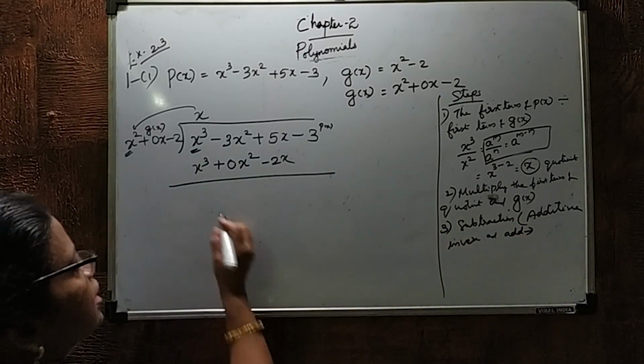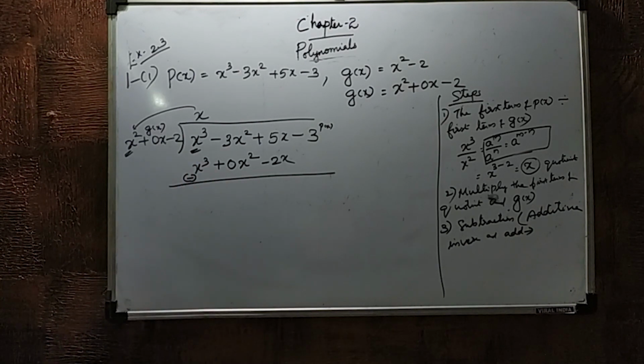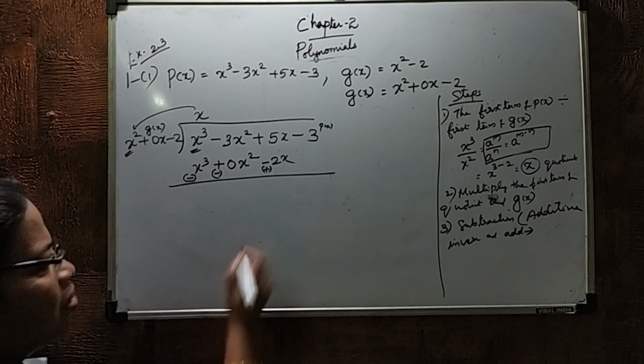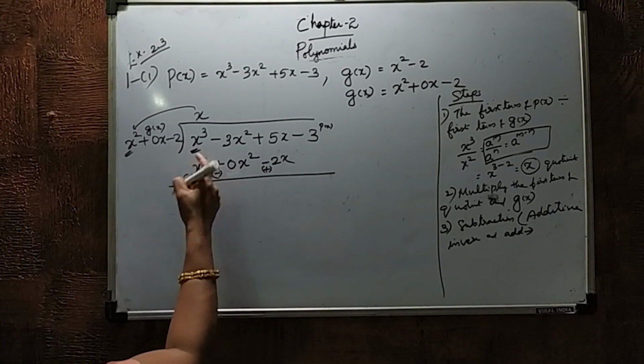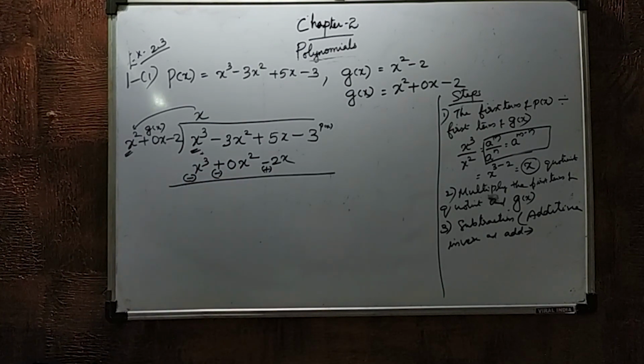So here for the second one, take that inverse. Here it is positive x cube, so minus x cube. Here it is minus, here it is plus. X cube, so additive inverse and add. That means here plus x cube minus x cube. What will I get? 0.